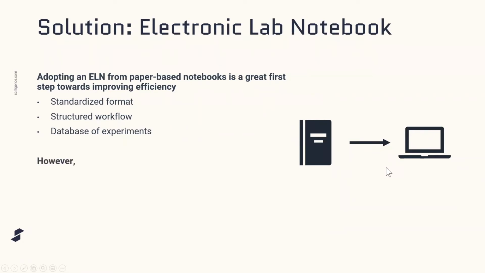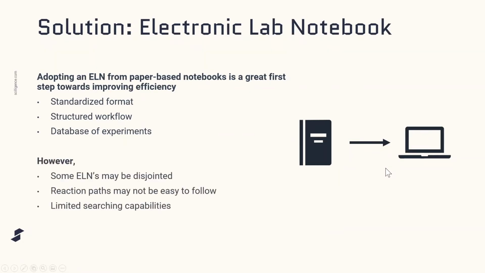However, there are some drawbacks. Not every lab notebook is the same. Some ELNs can be disjointed or perhaps not organized as you'd like them to be. The reaction paths may not be easy to follow. It's not easily mapped. And some ELNs have limited searching capabilities. So rather than scraping the entire database, it could be painful clicking experiment by experiment to try to identify the reaction that you've done. Again, this depends on the ELN that you're currently using.